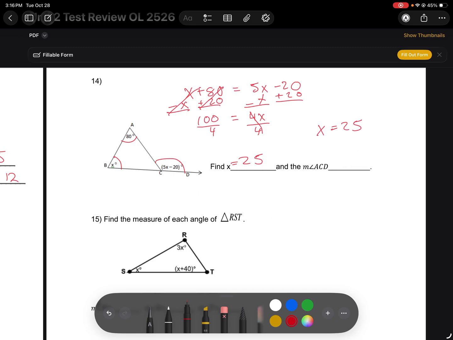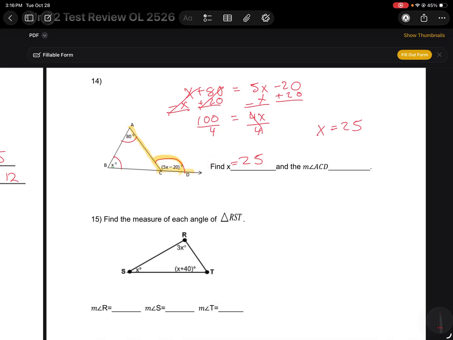And then if we want to find angle ACD, that would be this angle right here. We can plug x back in. X is 25. So 5 times 25 minus 20 leaves me with 105.